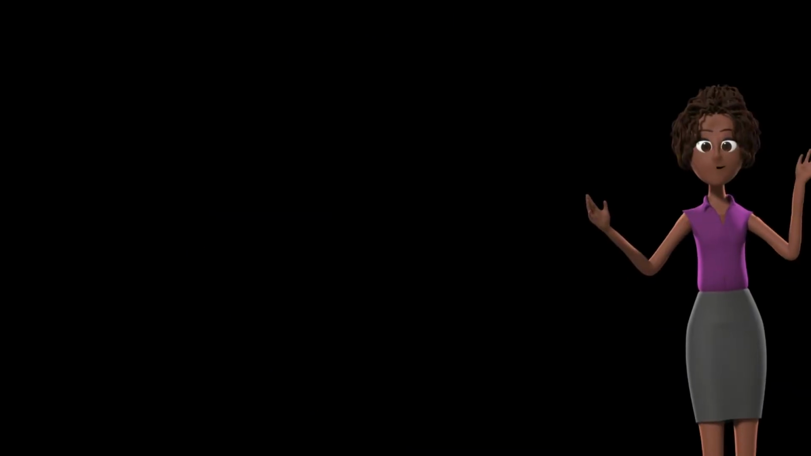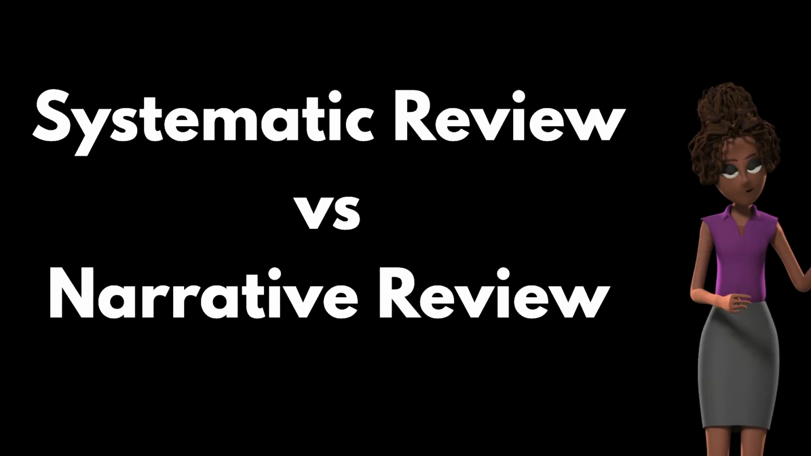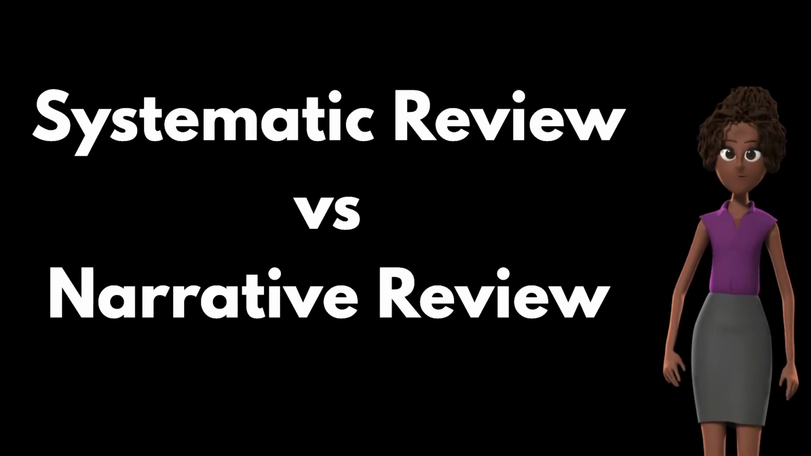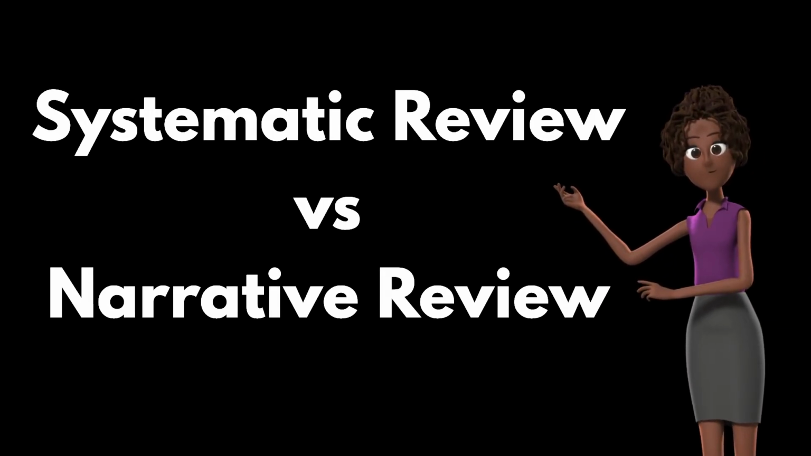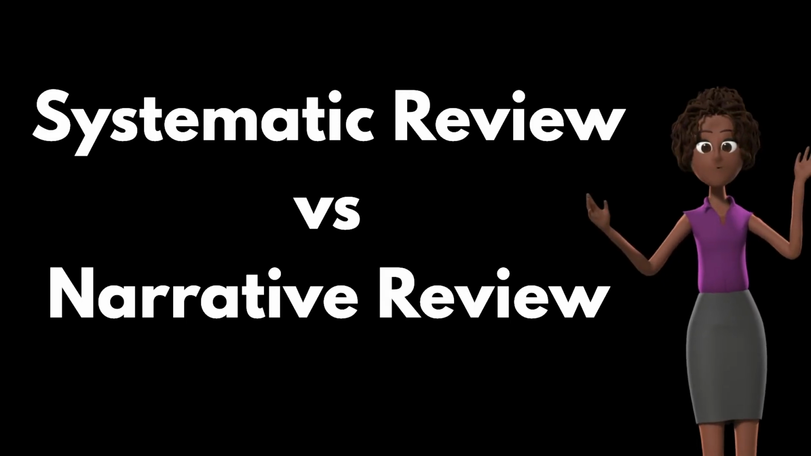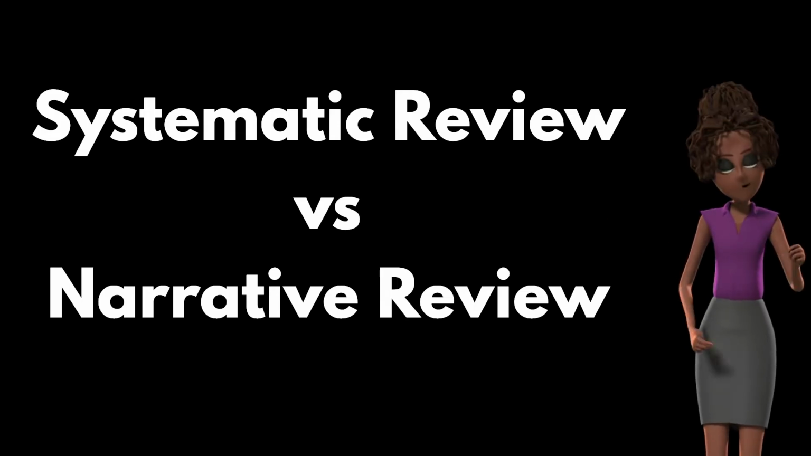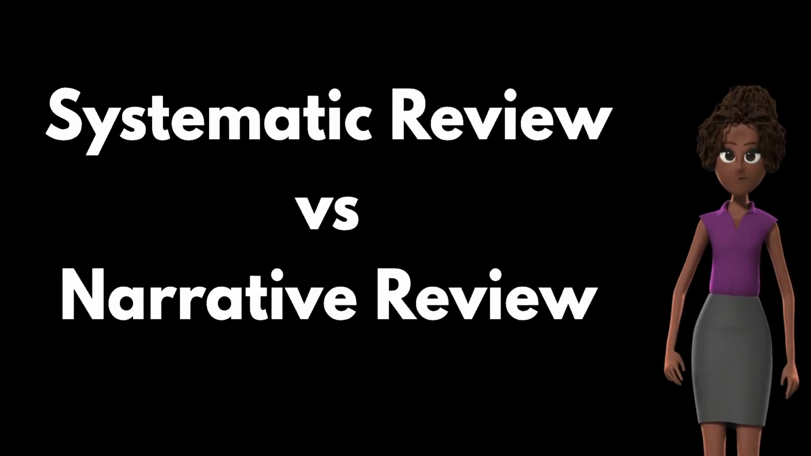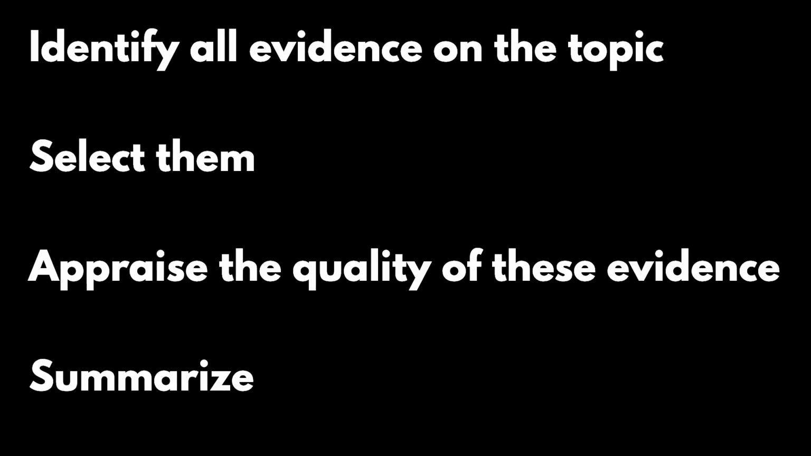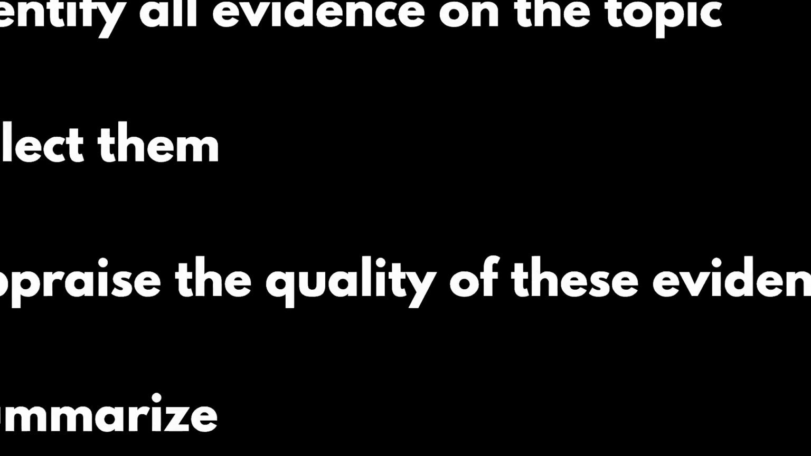A systematic review focuses on a specific question. A systematic review uses explicit, pre-planned scientific methods to identify, select, appraise, and summarize similar but separate studies. Reviews summarize knowledge, and here are the 4 steps that differentiate a systematic review from a traditional narrative review, which is to identify all evidence on the topic, select them, appraise the quality of these evidence and summarize them.